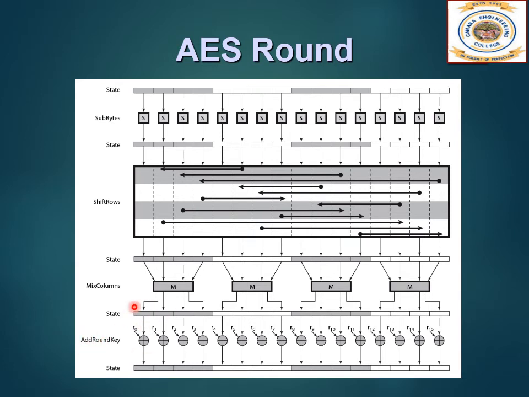So here the input state array is again represented as a 4 cross 4 matrix. Each column is XORed with one word of the expanded key, and the corresponding output is obtained. And again this output is also stored as a state matrix over here. So this is one round of AES. So what are the stages involved? Substitution byte, shift rows, mix columns, and the add round key.